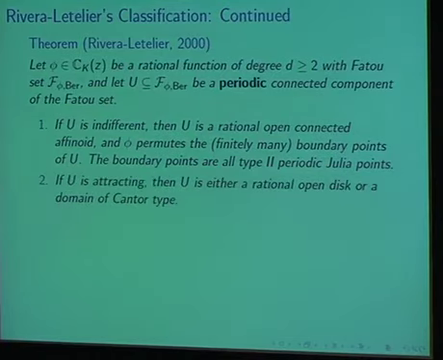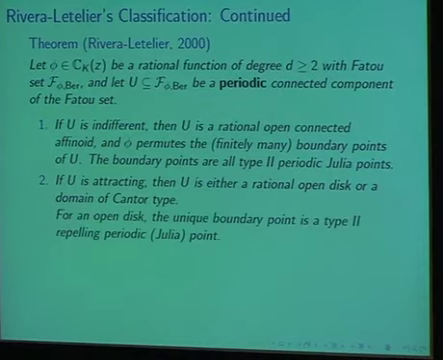And if you're attracting, then either you're a disk or you're one of these guys of Cantor type. So either you have this horrible thing going on, or you're just simply a disk. And there's no in between for an attracting component. In the case of the open disk, the unique boundary point, remember, for an open disk, its boundary in Berkovich space is not a circle; it's a single point, because an open disk is simply a branch off of a type 2 point. So the unique boundary point is just the type 2 point that you branched off of. And in fact, it has to be a repelling periodic point.